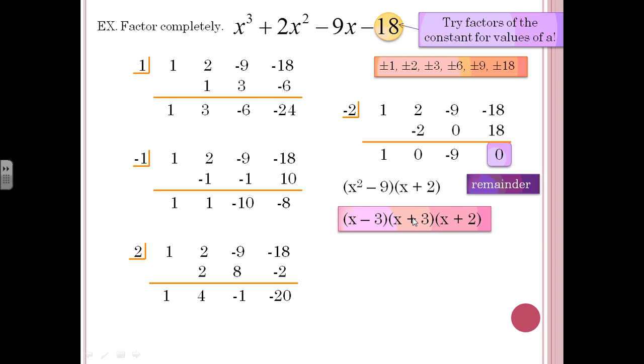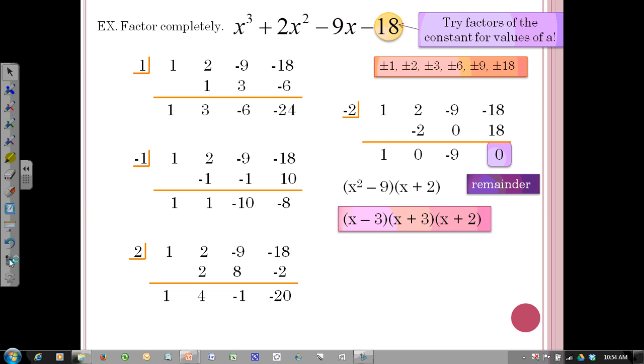Looking at this completely factored form here, this tells us that if we had plugged in 3 or negative 3 for a, those also would have given us a 0 for a remainder. So any one of those 3 a values would have worked. But negative 2 was the first one that we encountered, so that's the one we went with. All right, so that's it, folks, with the factor and remainder theorems. Have fun.